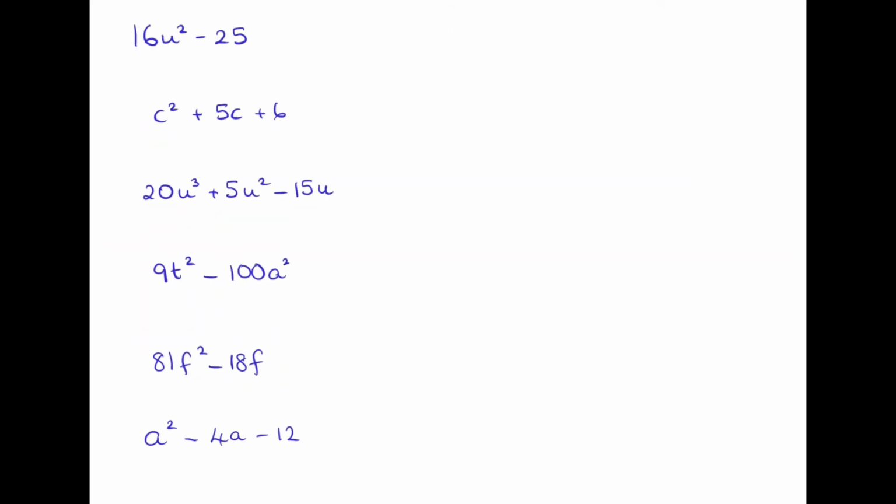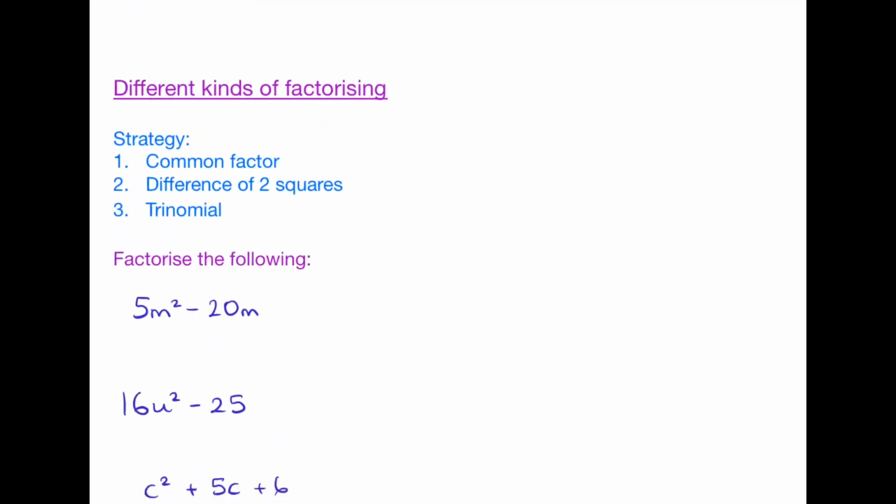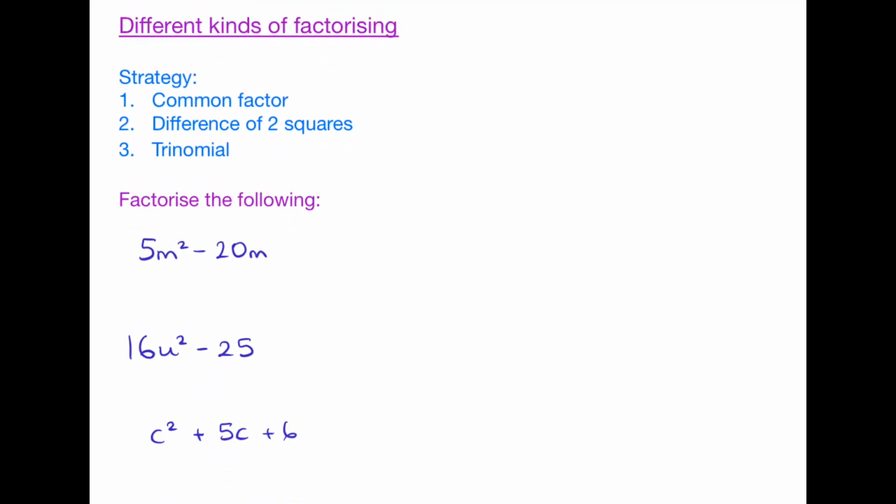So we've got lots of examples ready here. First of all, remember different kinds of factorising: common factor, difference of two squares, and trinomials. This is the order that I would like you to look at, because you will need to decide what kind of factorising to do. It won't tell you in the question.